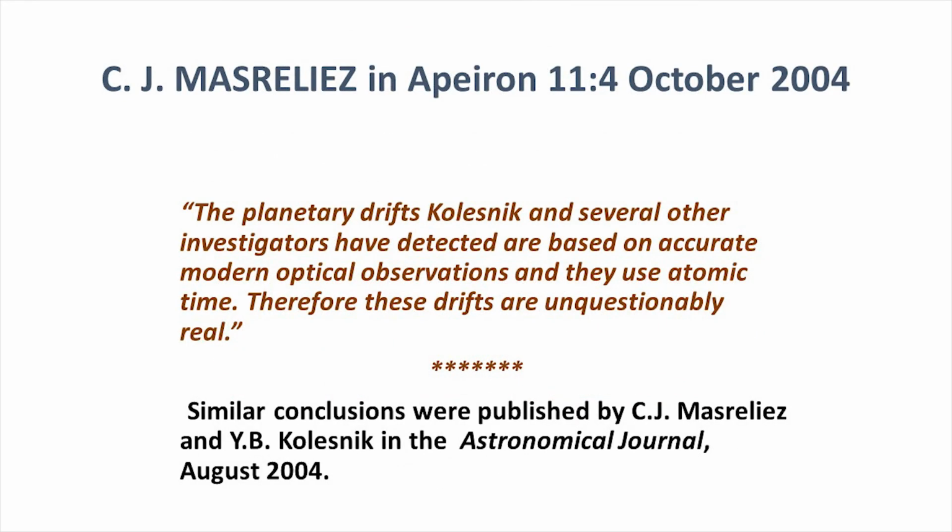Other observatories have conducted similar investigations. Data by Yuri Kolesnik for the planets Mercury, Venus and the Sun show the trend well. An analysis by C.J. Masreliers in 2004 concluded that, and I quote, "The planetary drifts Kolesnik and several other investigators have detected are based on accurate modern observations, and they use atomic time. Therefore, those drifts are unquestionably real." End quote. Atomic and orbital time appeared to be running at different rates.